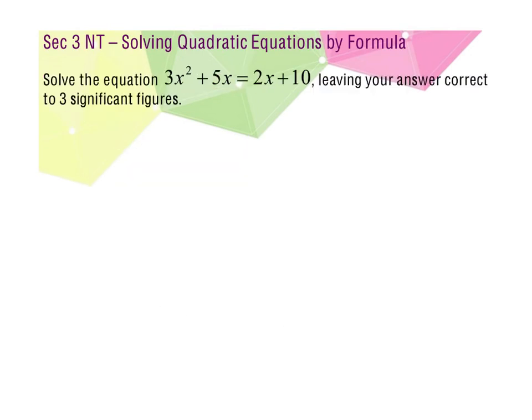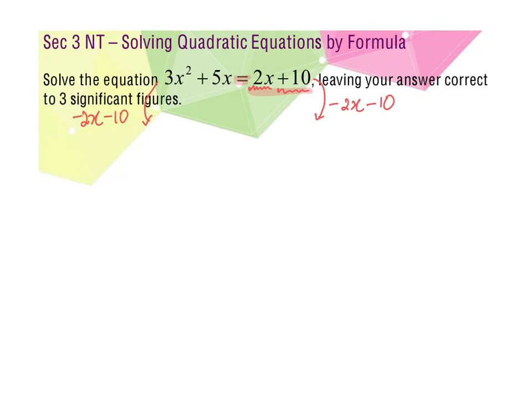Now let's practice one more type of equation. The equation here is 3x squared plus 5x equals 2x plus 10. Now this side over here, we need to make it equal to 0. So what can we do to make it equal to 0? This one is 2x, I'll need to subtract 2x. This is plus 10, so I need to subtract 10. So over here, I'll need to subtract 2x, subtract 10.